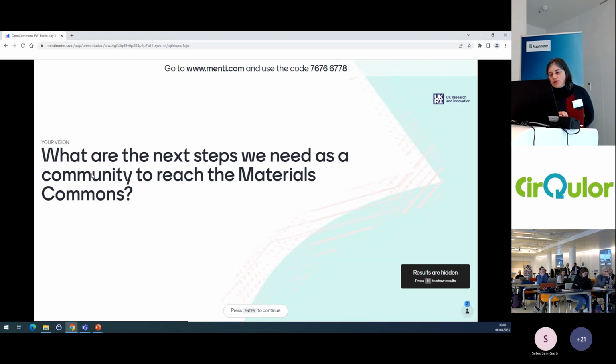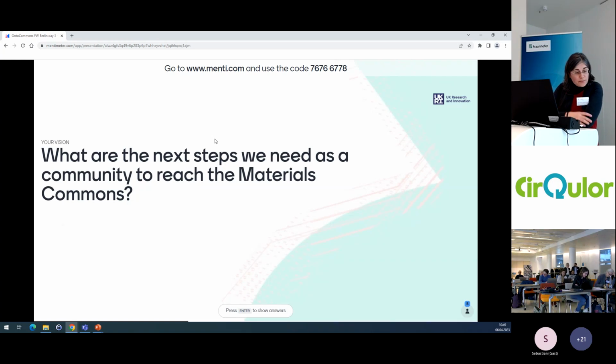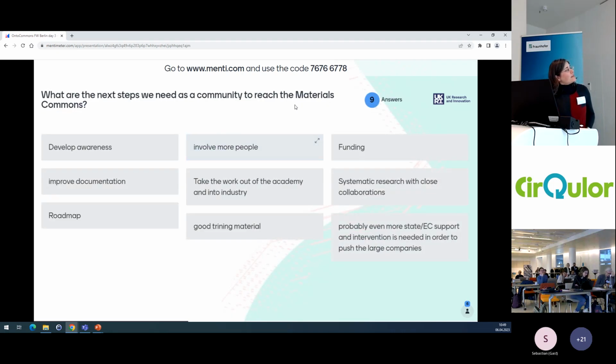So we heard a lot about what is going on in terms of activities, what are the gaps. But the question is what we should do tomorrow, more than in 10 years, what is doable now. So let's see some of the answers.